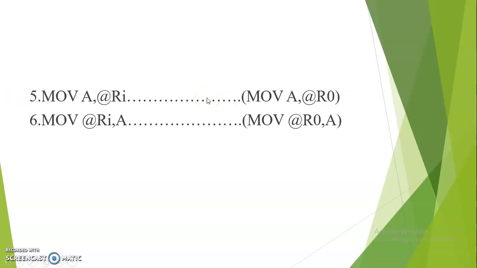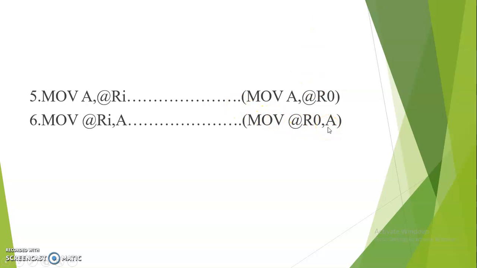Now see the next instruction combination, that is MOV @Ri, A, and its example is also written by me, MOV @R0, A. What will this particular instruction do? This instruction will copy the contents of the accumulator to the memory location pointed to by Ri, and its example is MOV @R0, A.